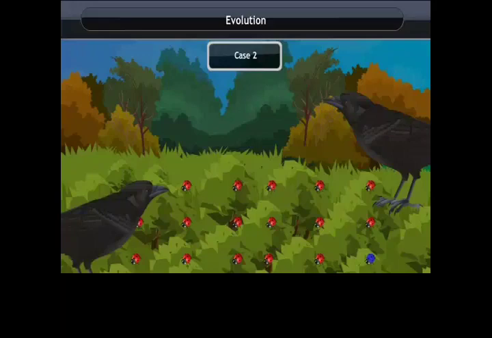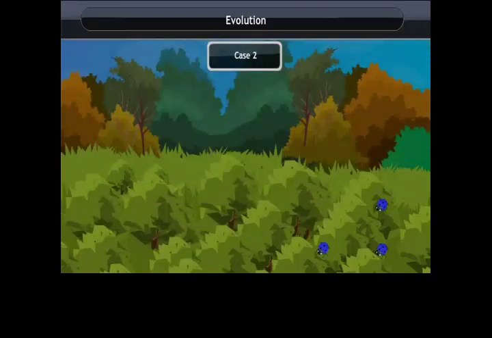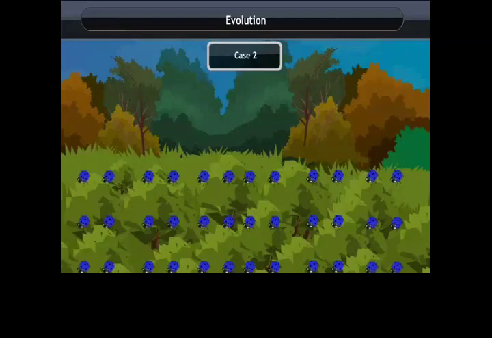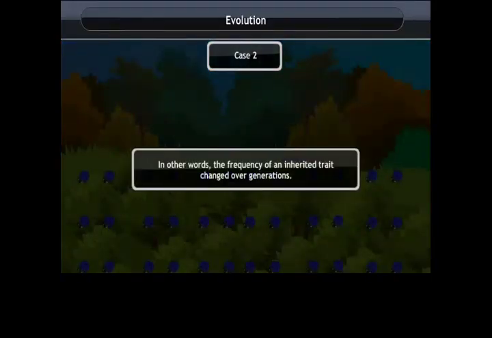But at this point an elephant comes by and stamps on the bushes where the beetles live. This kills most of the beetles. By chance the few beetles that have survived are mostly blue. The beetle population slowly expands again, but now the beetles in the population are mostly blue. In both cases, what started out as a rare variation came to be a common characteristic in the population. In other words, the frequency of an inherited trait changed over generations.